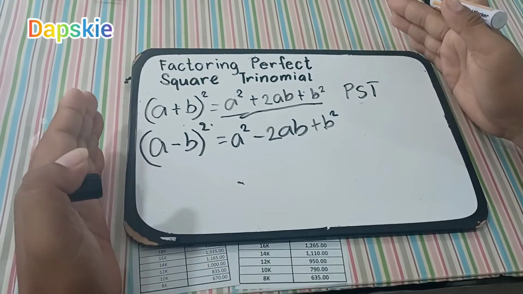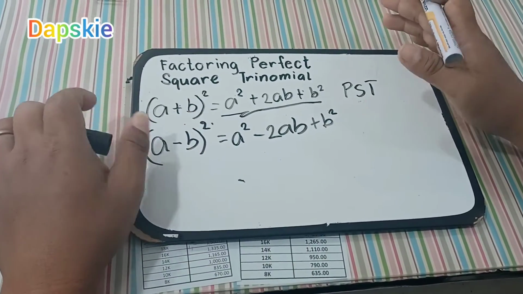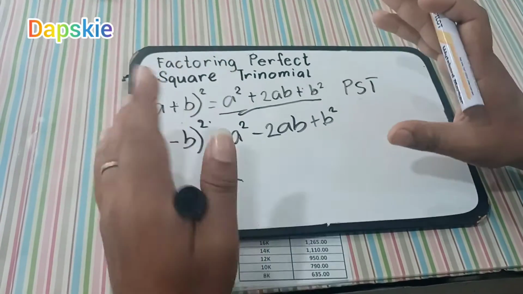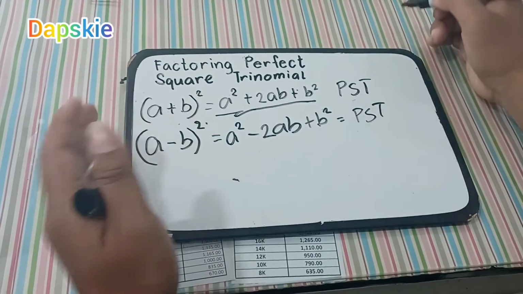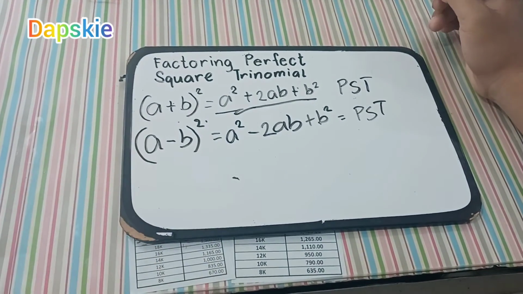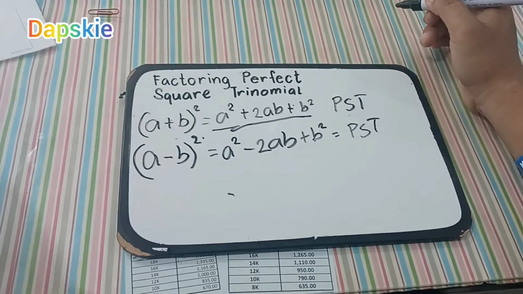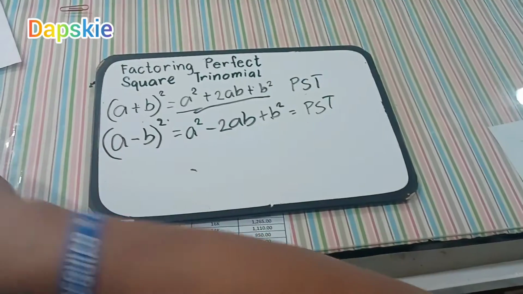Pansinin natin na yung first at saka last term is always positive. Hindi po yan magbabago, positive po yan always. So ito yun also the PST, perfect square trinomial. So yan yung perfect square trinomial, nagbibigay yan ng paraan kung paano natin masosolve.